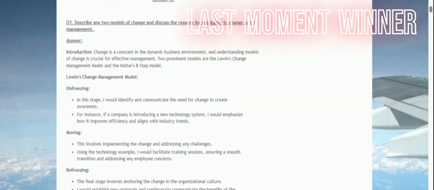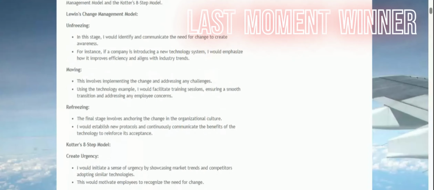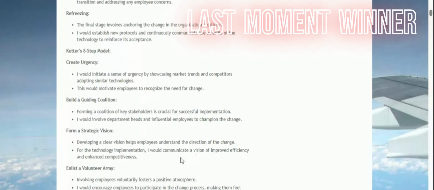Refreezing. The final stage involves anchoring the change in the organizational culture. I would establish new protocols and continuously communicate the benefits of the technology to reinforce its acceptance. Kotter's 8-Step Model. Create urgency. I would initiate a sense of urgency by showcasing market trends and competitors adopting similar technologies. This would motivate employees to recognize the need for change.